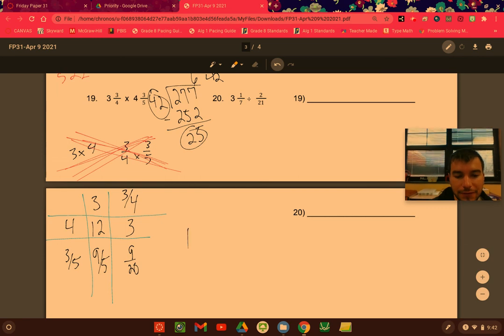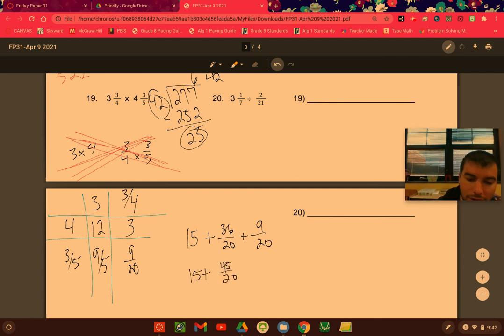12 plus 3 is going to give me 15. And then I'm going to add these two fractions together so I can actually rewrite this. Let's put this 9/5 over 20. So that's going to be 5 times 4. So 9 times 4 is going to be 36 over 20 plus 9 over 20. And what's that going to give me? That's going to give me 15 plus 45 over 20. And what can I rewrite that as? I can rewrite that as 15 plus 2 and 1/4. That works out. So that's going to be 17 and 1/4.